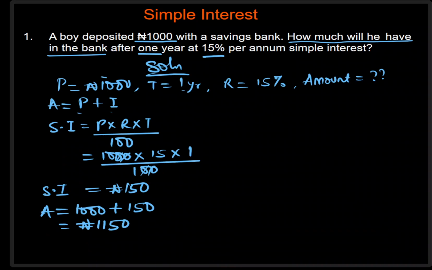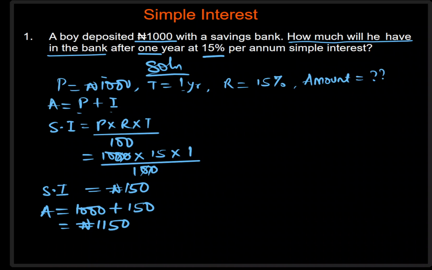Take note, you must know the difference between amount and interest. Know when you are to find amount, know when you are to find principal, and know when you are to find the interest. So interest is the additional money on top of the principal.